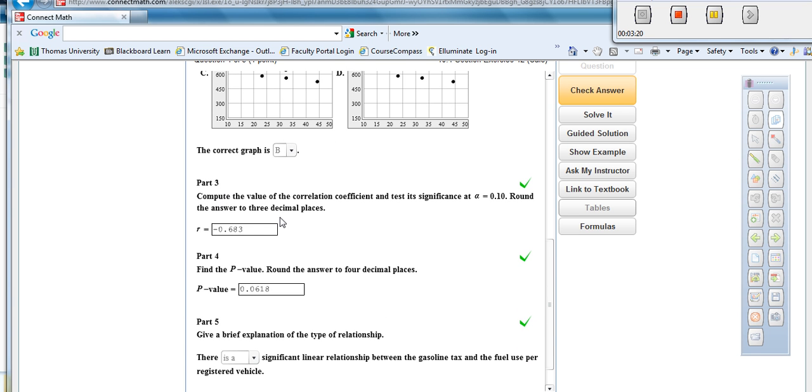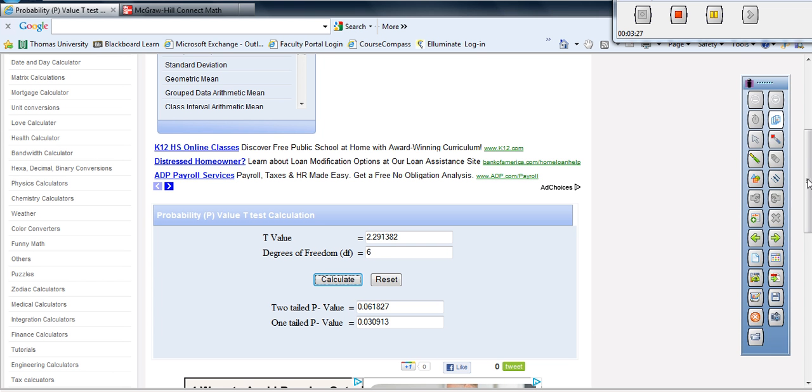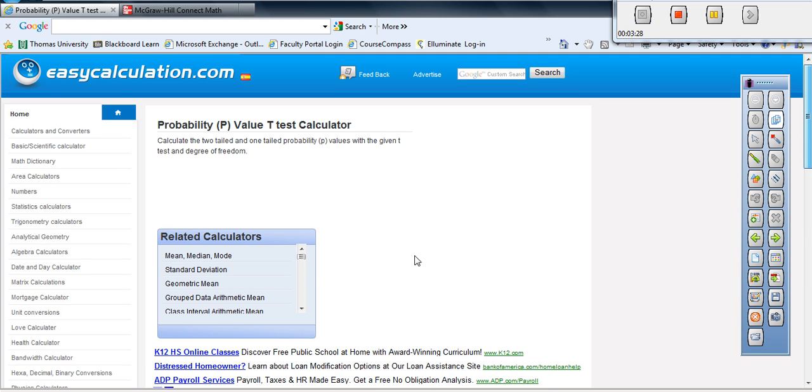Now we compute our correlation coefficient. We're going to use Easy Calculator to do this. So let's take a look at Easy Calculator. I've provided the link to the Easy Calculator for this one on the suggested homework, and we're doing the correlation coefficient.